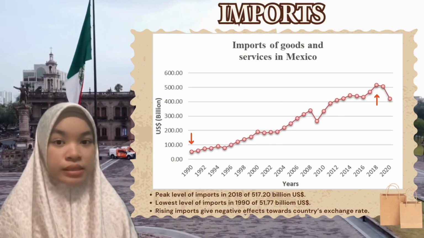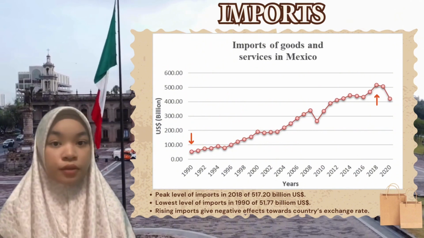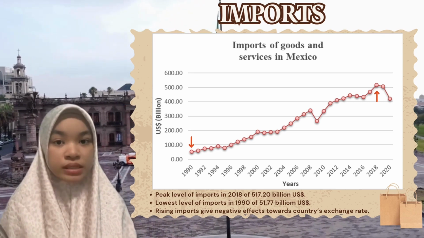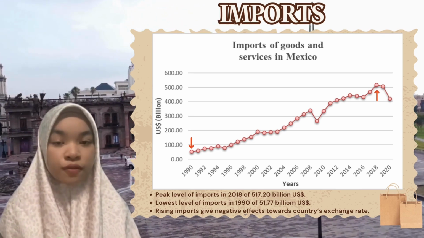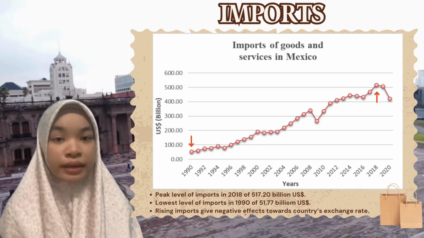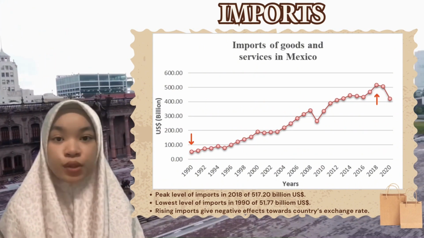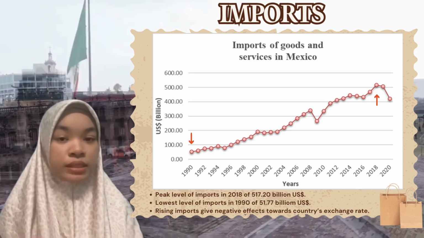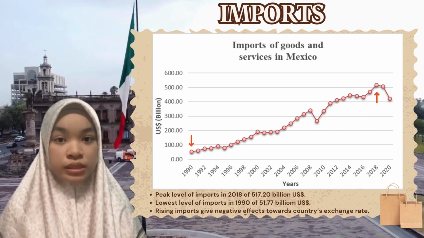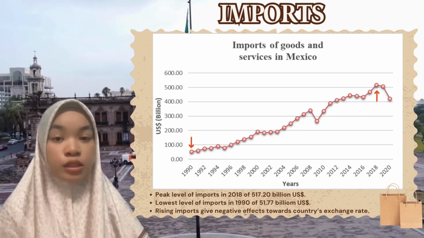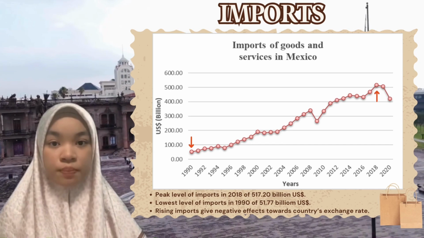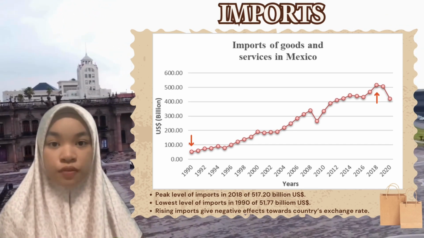Now, let's look at the factors affecting the currency exchange in Mexico. The first factor is import. As pointed by the arrow on the graph, we can see that the peak level of imports in Mexico was in 2018 with a value of 517.2 billion US dollars, while the lowest level of imports in Mexico was in 1990 with a value of 51.77 billion US dollars. Based on the graph, the value of imports in Mexico rose continuously from 1990 to 2020, with only a few years of falls in these 3 decades. It shows the worsened condition of the exchange rate in Mexico, as the rise in the level of imports gives negative rather than positive impacts toward the currency exchange of a country.